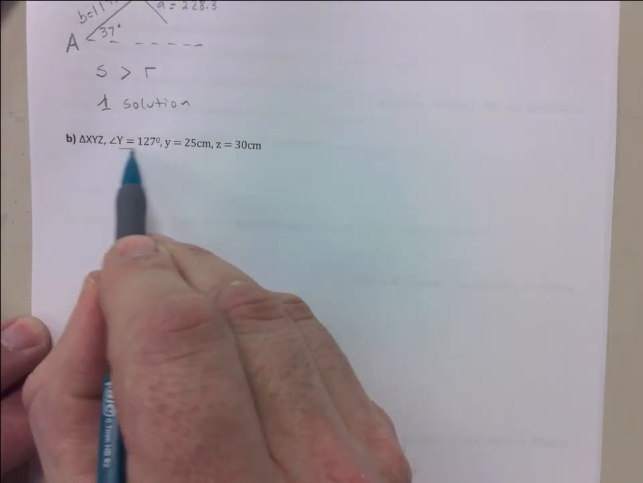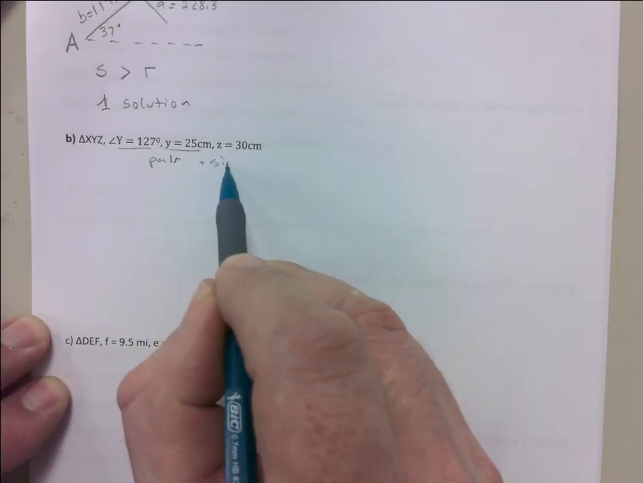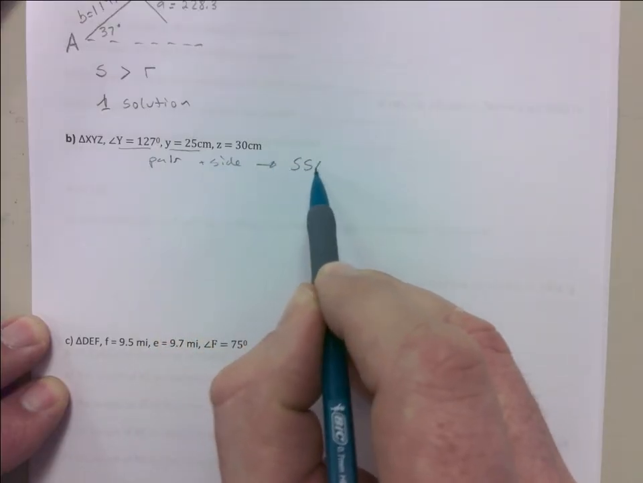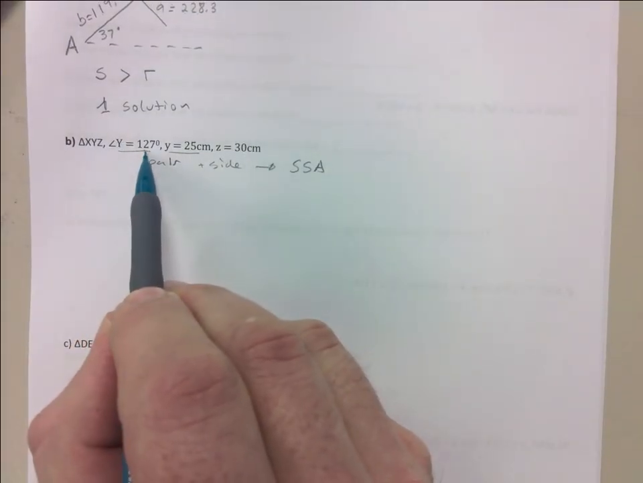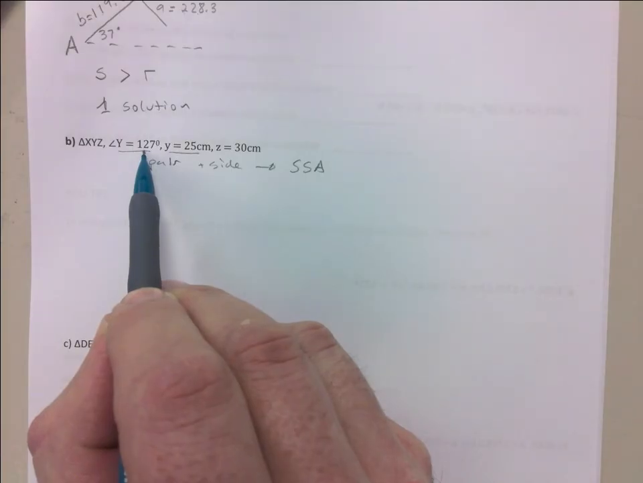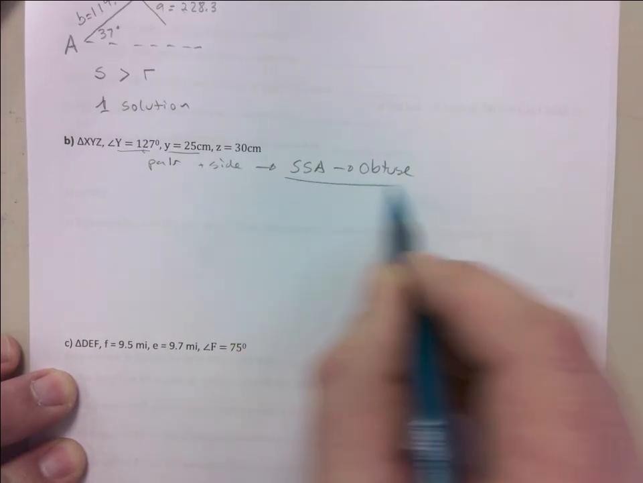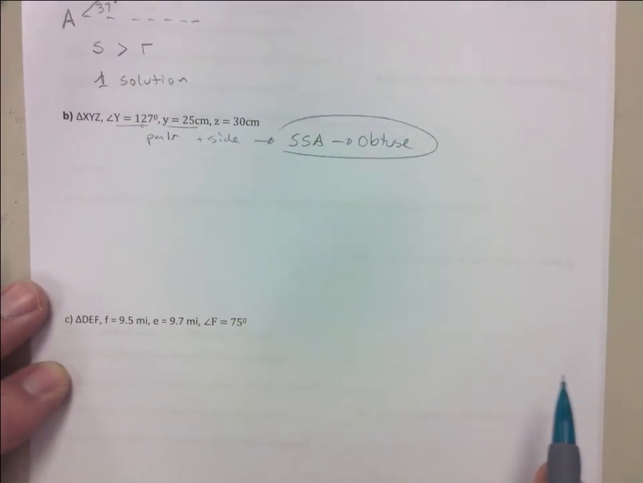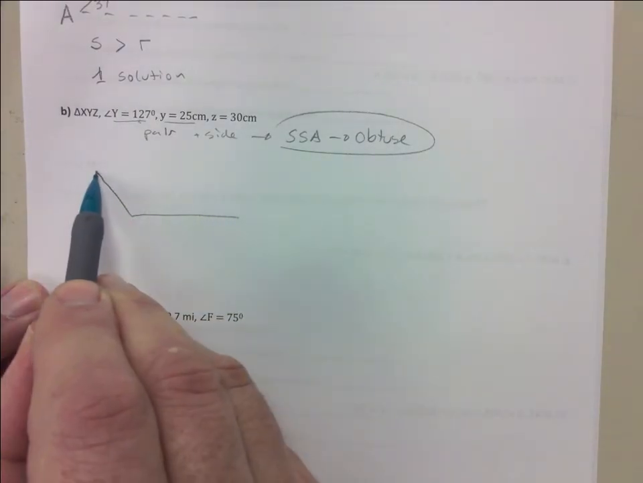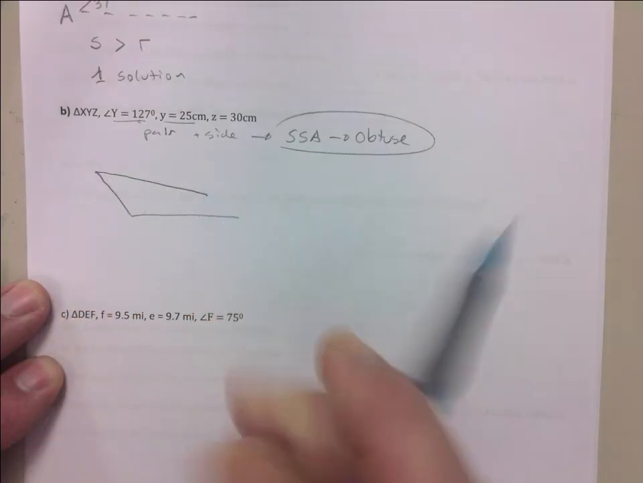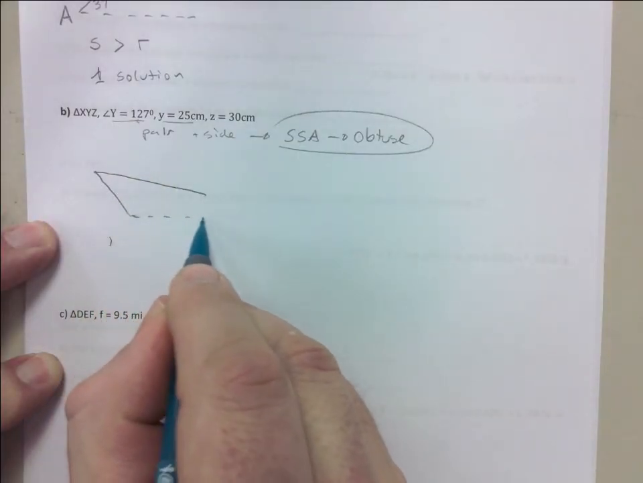I noticed that we've got a pair plus a side. That's SSA, okay? In particular, acute or obtuse? It's obtuse, correct? So I'm narrowing it down even more. So I want you to do this, right? It's going to look like this. This is my string. Technically, the bottom, I like to have the base dashed. Okay.